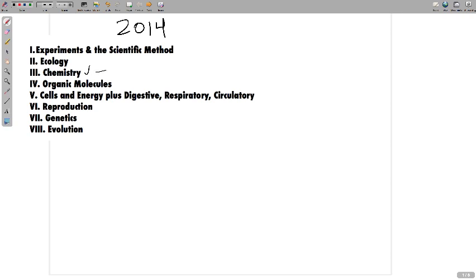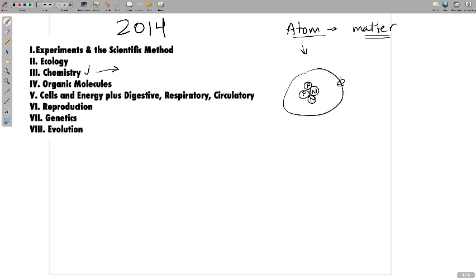So in basic chem, what you need to know is the atom. Know that atoms are the basic unit of matter. Matter is anything that takes up space and has mass. What else? So know the structure. Inside you have protons and neutrons inside the nucleus like this, and on the outside you have electrons that fly around. Know their charges: protons are positive, electrons are negative, neutrons have no charge.